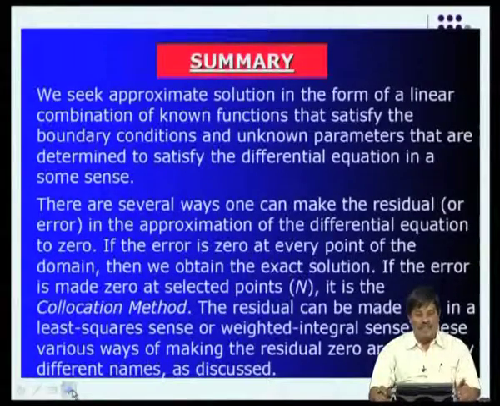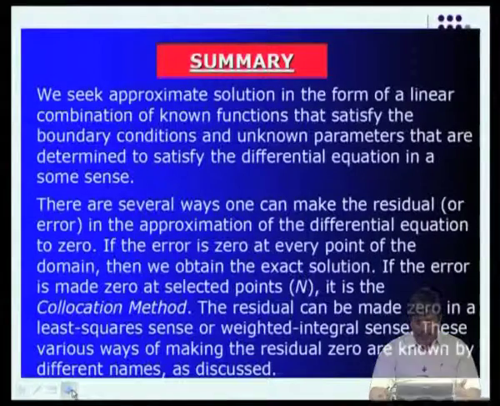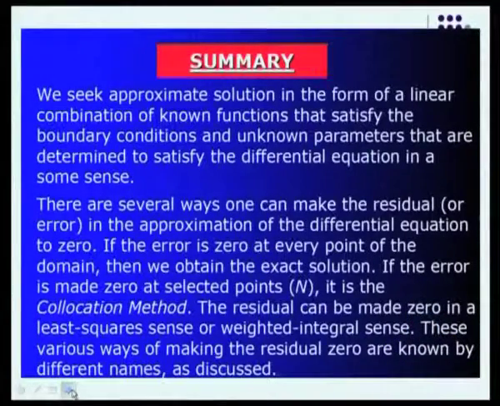However, this is not the case. If the error is made to go to 0 at selected n points, it is called the collocation method. The residual can also be made 0 in the least square sense using the least square method, and these are the various ways of making the residual 0. The method by which you make the residual 0 takes different forms, or different names, or different numerical methods, as we discussed.